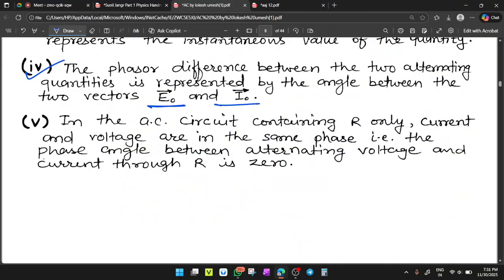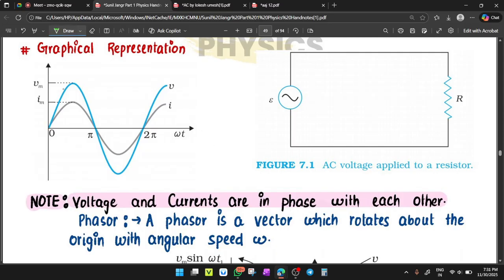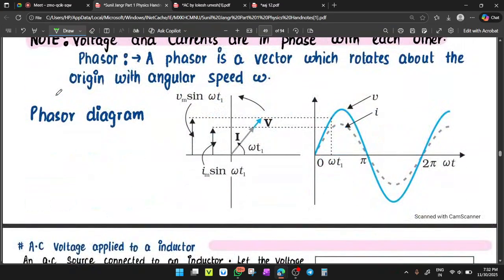Fine. In the AC circuit containing R only, current and voltage are in the same phase. That is, the phase angle between alternating voltage and current through R is 0. Student, check the graphical situation once again. This is the value of V. V is given by Vm sin omega t, taking Vm in place of V naught. In the same phase, the current has a lower value. So I equals I maximum following the sine wave, sin omega t. Clear? So the phase angle will be 0.